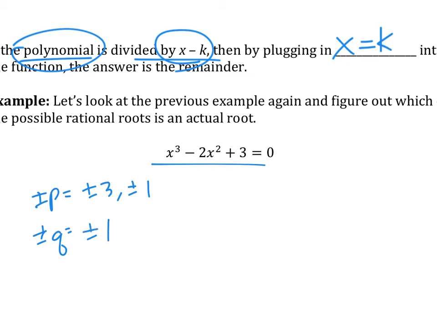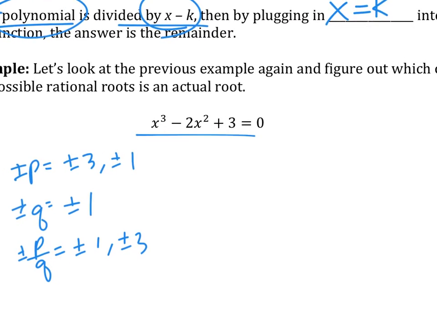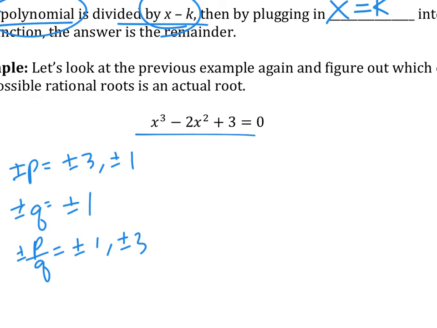Okay, so what is plus minus p over q? 1 and 3. Okay, so we have 4 of them that we can check. Now we're going to use the remainder theorem. The remainder theorem says if you plug that number into the function, then you should get a number that is the remainder. Okay, so for example, we have 4 numbers to check.